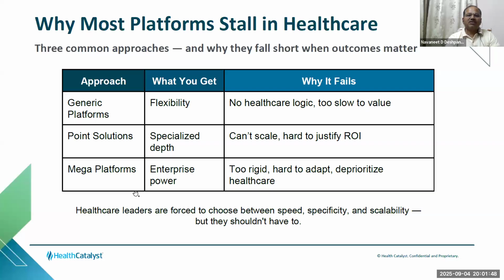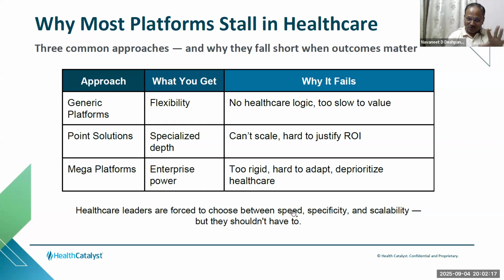Then the third thing is, after AI has come up, enterprise power is going to get bigger. So mega platforms, the larger hospitals, came up with enterprise-level power, but what it gave us is too rigid, hard to adapt, and deprioritized healthcare. Basically, it couldn't prioritize healthcare on top. So it became too rigid and had to adapt. So healthcare leaders are forced to choose between speed, specificity, and scalability.